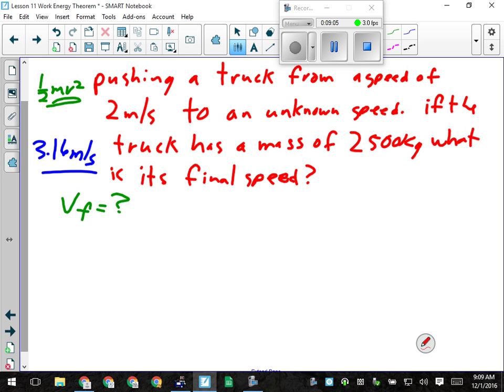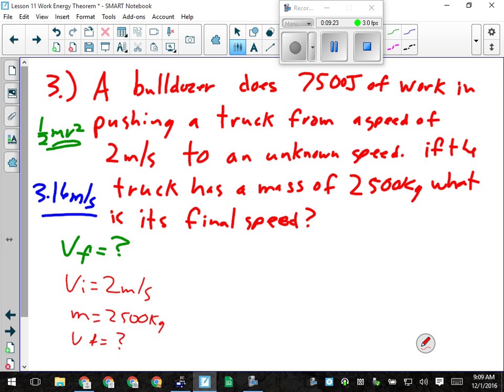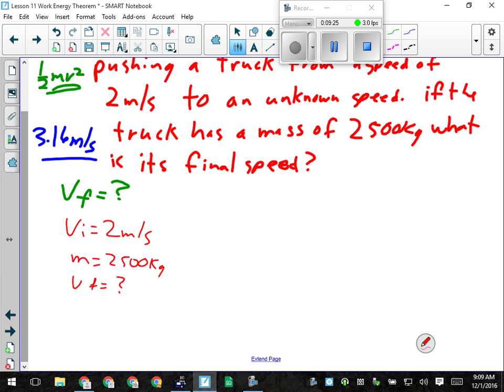All right, so what we're going to write down here, we've got Vi to be 2 meters per second. We know the mass of the truck is 2,500 kilograms. We know we're looking for Vf. We don't know what it is. But we know that the bulldozer does 7,500 joules of work, which actually makes this question a little bit easier because I didn't have to do force times distance on it. Okay, they already did that for me.